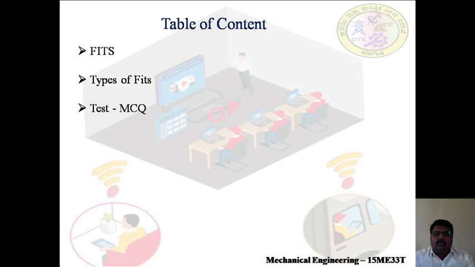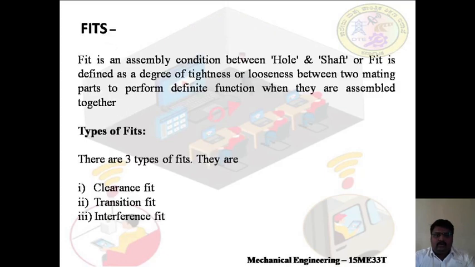Okay, now let us see what fits are. A fit is an assembly condition between a hole and a shaft. Or a fit is defined as the degree of tightness or looseness between two mating parts to perform a definite function when they are assembled together. So that is called a fit. Now we will see the types of fits. There are three types of fits: clearance fit, transition fit and interference fit.